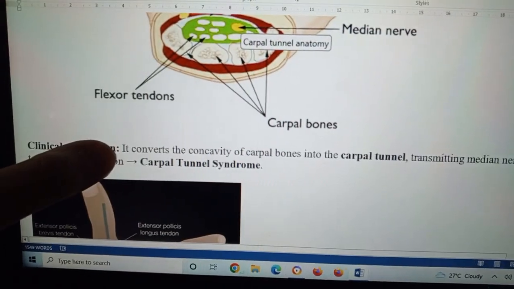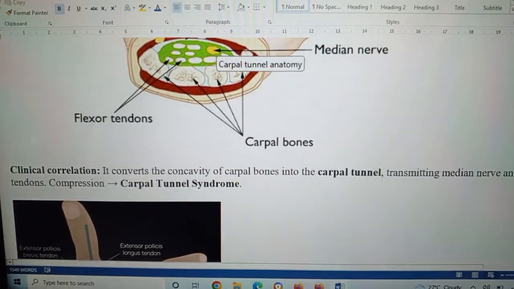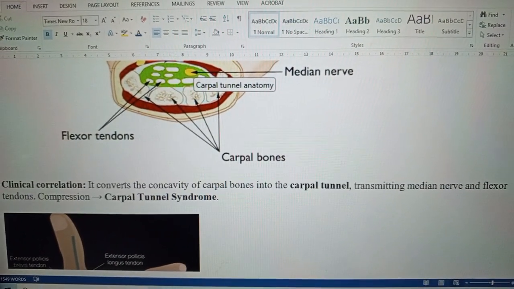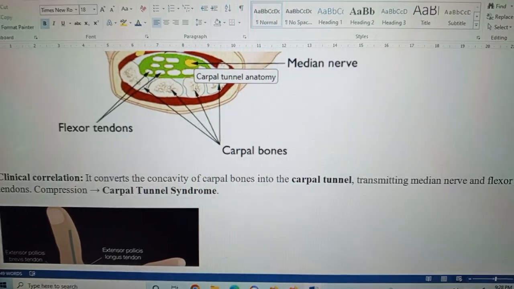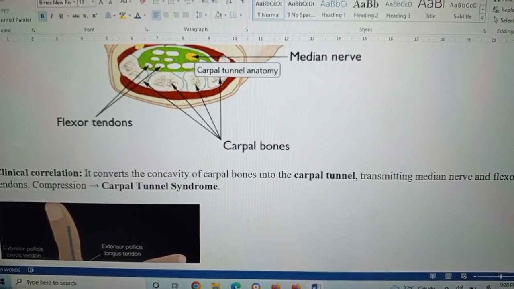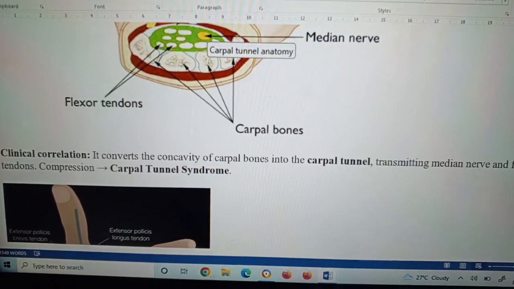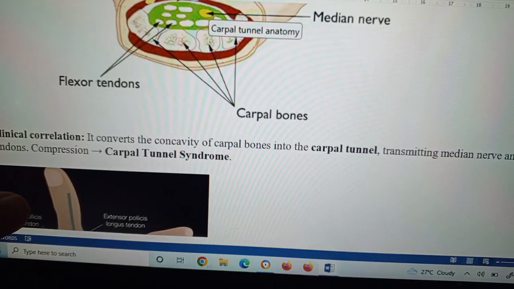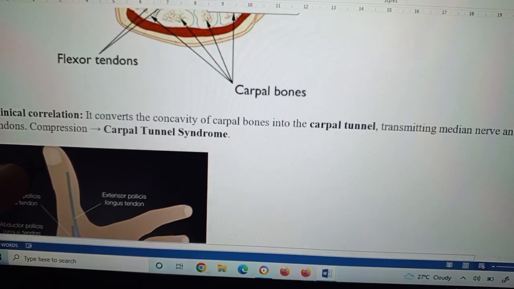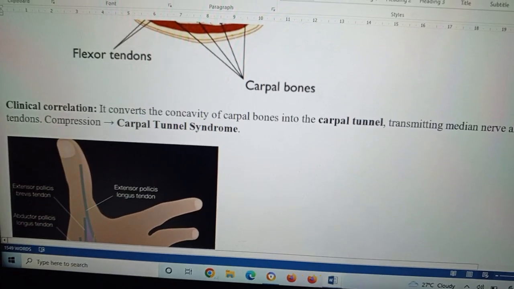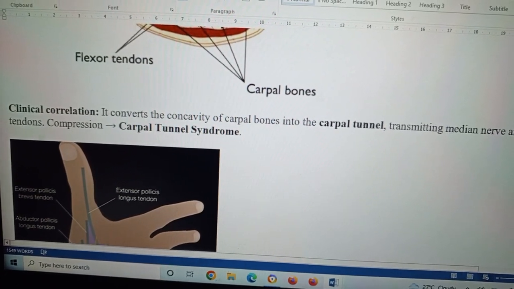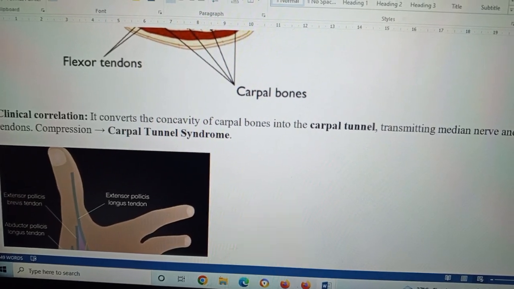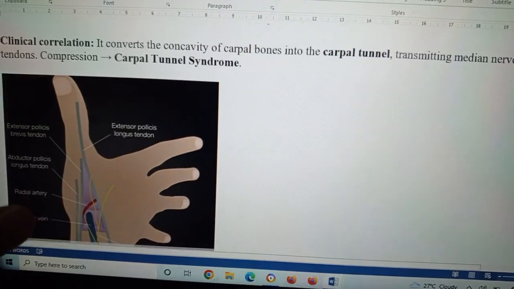Now its importance is that the median nerve is present inside, so if there is compression of the median nerve, it can lead to carpal tunnel syndrome. The symptoms will be like tingling sensation or numbness, and there are many symptoms of carpal tunnel syndrome. It usually occurs in pregnancy as well, when there is a hormonal imbalance, so there is electrolyte imbalance as well. The swelling may lead to compression of that nerve, which can lead to carpal tunnel syndrome.